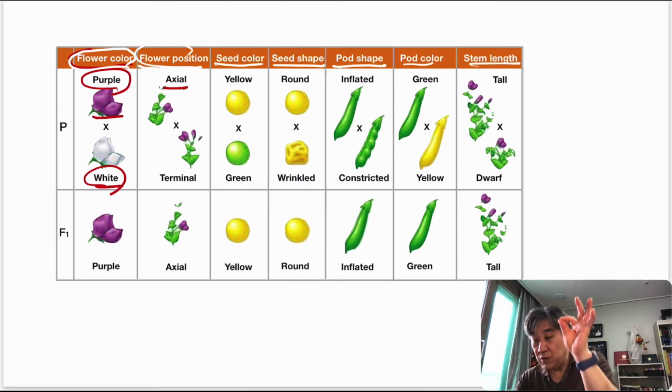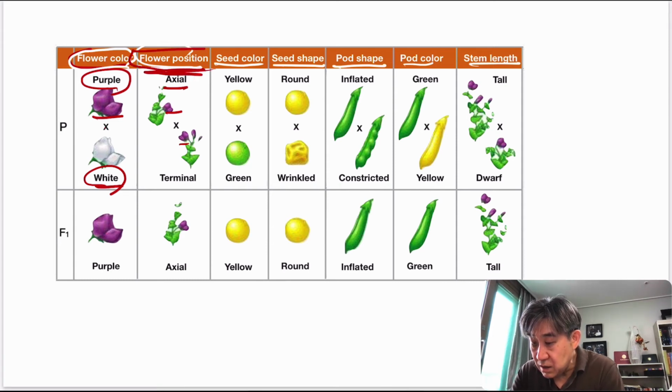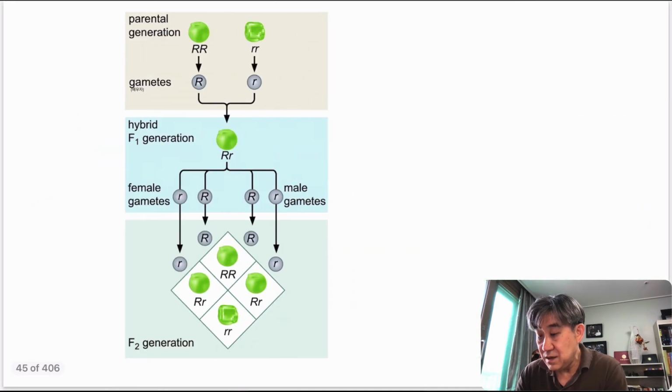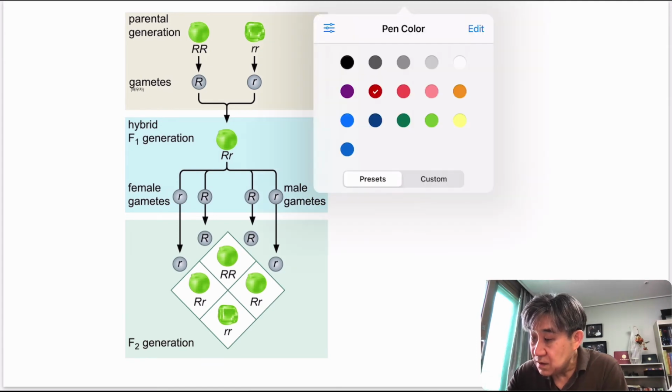And also whether and in which position this flower is attached. The flower could be attached on the terminal or sideways on the axial. Both conditions are an example of respective traits under the category of flower position, and so on. And the reason why you have such different traits is because it's a different organism and diploid.